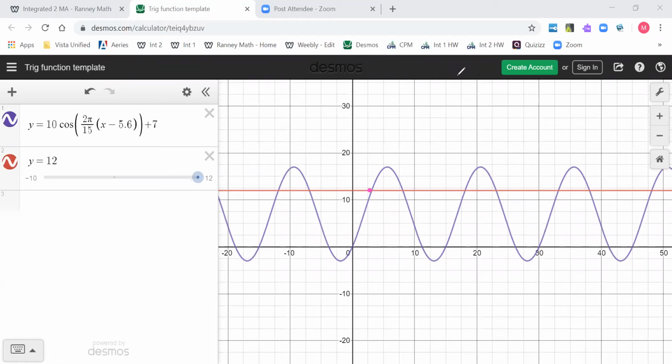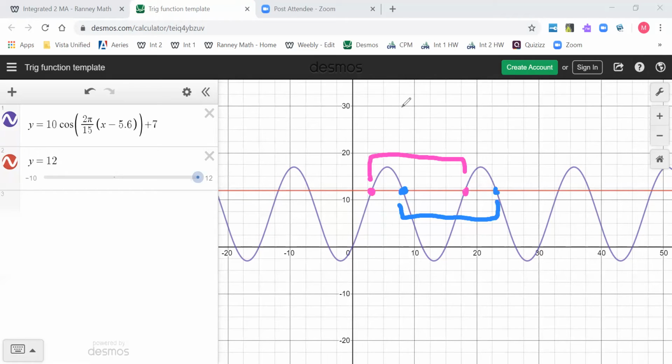Okay, so this point right here and this point right here, they're both on their way up, whereas this point right here, let me choose a different color, and this point right here are both on their way down. So these ones here are going to be 15 seconds away from each other because that is our period. And these ones here are going to be 15 seconds away.